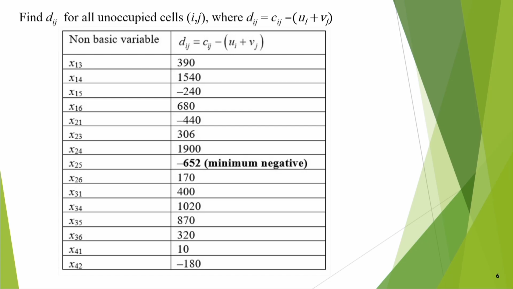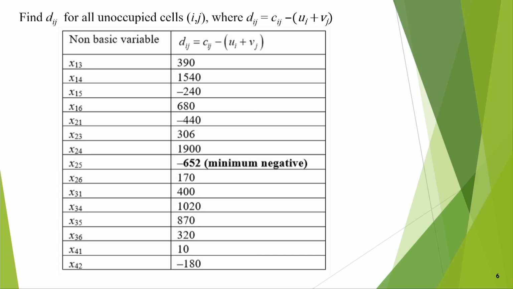It is something called opportunity cost for all unoccupied cells. So opportunity cost for all unoccupied cells is found as Dij equal to Cij minus (Ui plus Vj). We have to do this for unoccupied cells. For occupied cells it is equal to 0.